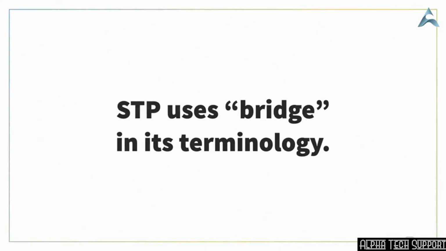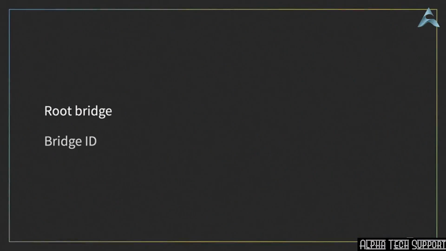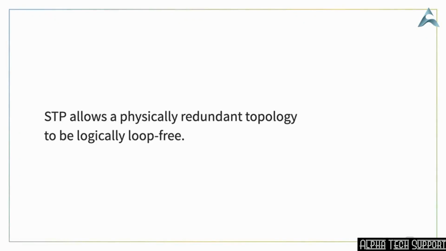So later in this chapter, when we talk about something like a root bridge or a bridge ID, realize that that root bridge, as an example, is referring to a root switch. We just still use that original terminology of bridge. At this point, we understand STP or Spanning Tree Protocol is going to give us a physically redundant topology.